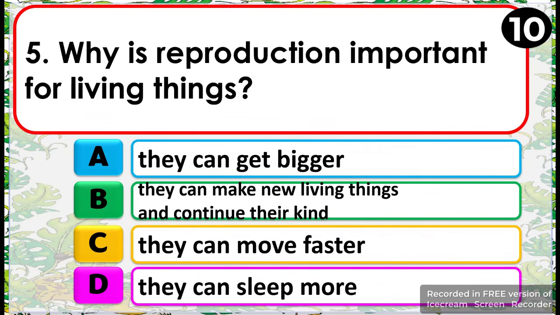Last, why is reproduction important for living things? A. They can get bigger. B. They can make new living things and continue their kind. C. They can move faster. D. They can sleep more.